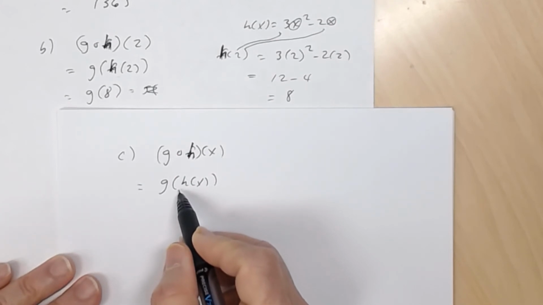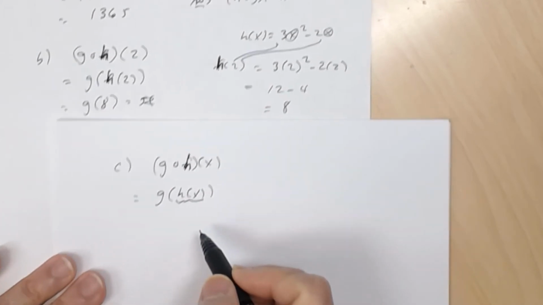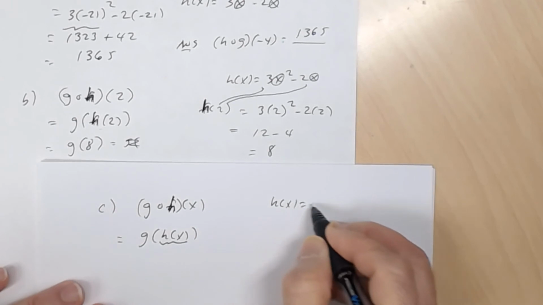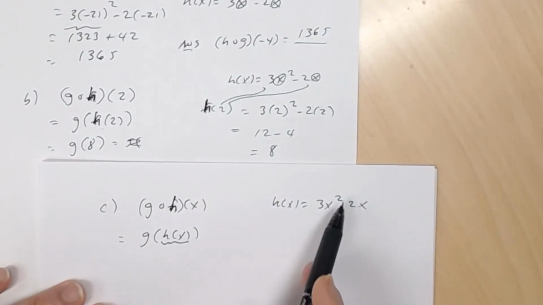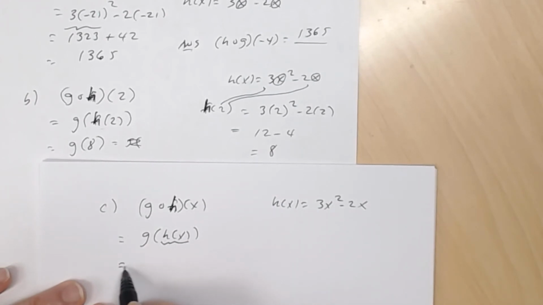All right, so this says, remember, just like we did before, I've got to look at my inside function first. Your inside function is H of x, and H of x is 3x squared minus 2x. So I'm going to replace that with this. So now I want to find G of 3x squared minus 2x.